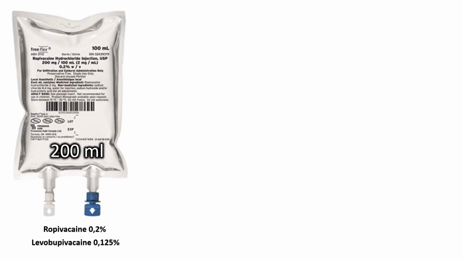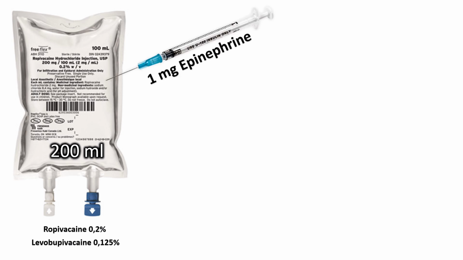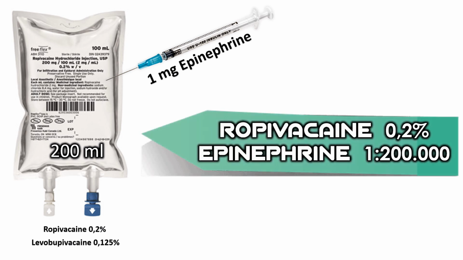We prepare a dilution of 200 ml of 0.2% ropivacaine. 1 mg of epinephrine is added to the dilution. So we obtain 200 ml of ropivacaine 0.2% with epinephrine 1/200,000.